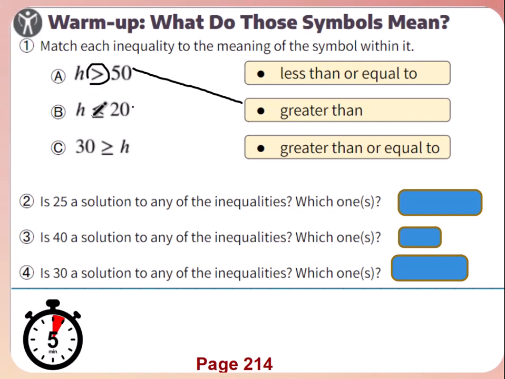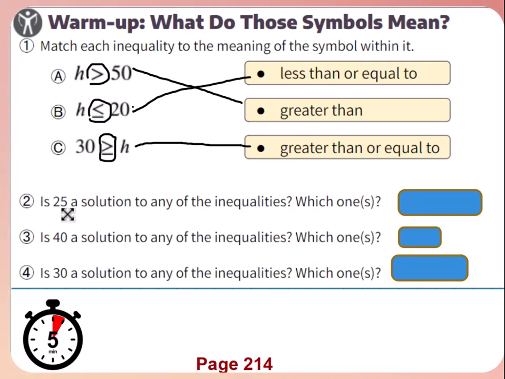So this middle symbol here is less than or equal to. Moving on to C, greater than or equal to, including equal. You need to pay close attention to not just the inequality, but whether the inequality contains the equal sign as well.